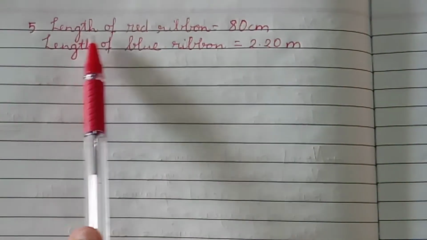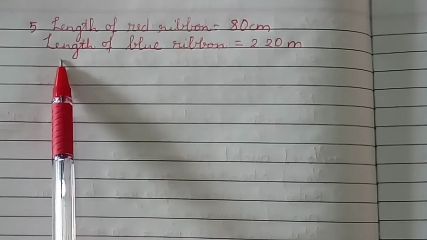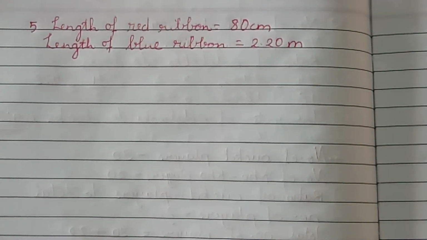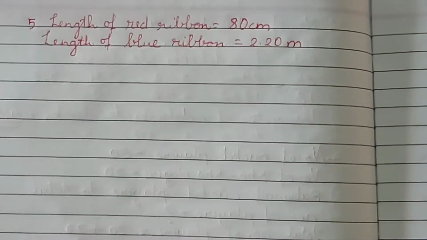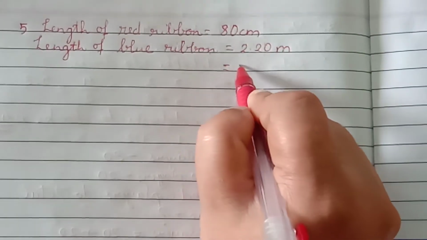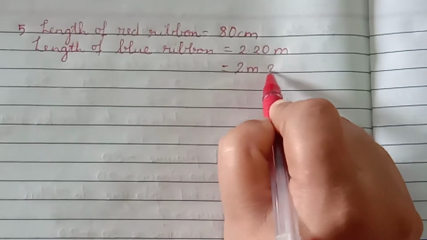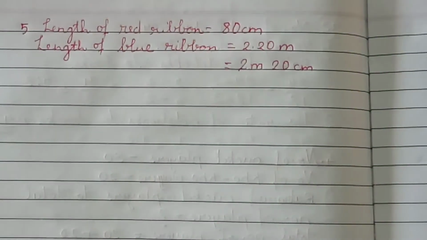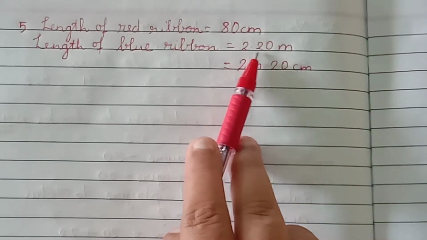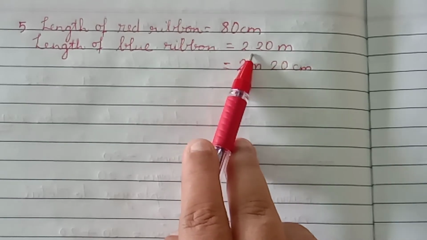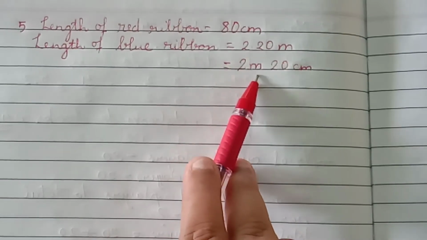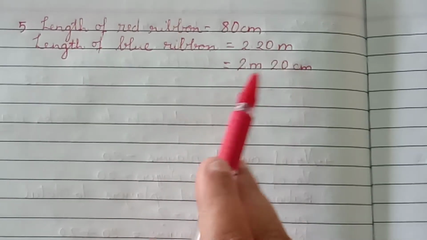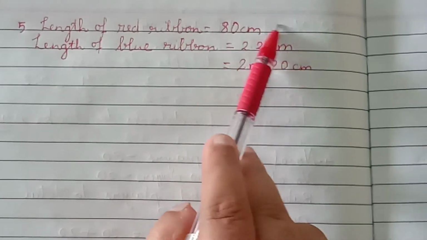Okay. So here I have written the given and taken length of red ribbon is equals to 80 centimeter. Length of blue ribbon is equals to 2.20 meter. Now we will read this in centimeter and meter. How to read? Yes, it is 2 meter 20 centimeter. 2.20 meter it is, no? So in meter and centimeter, how to read? 2 meter 20 centimeter. Now did we get centimeter and centimeter?